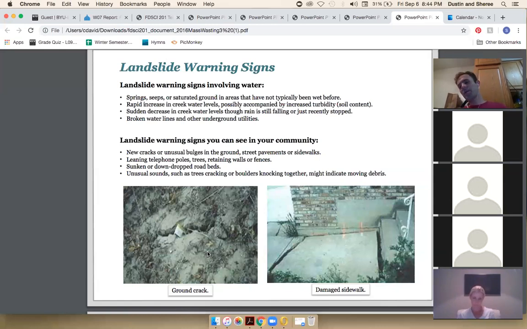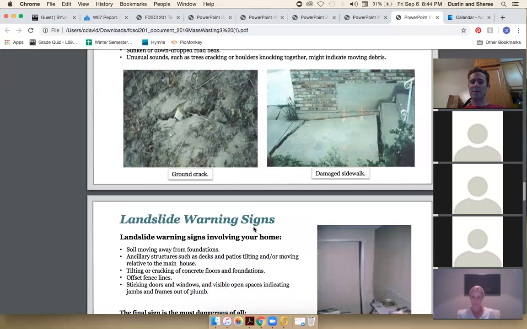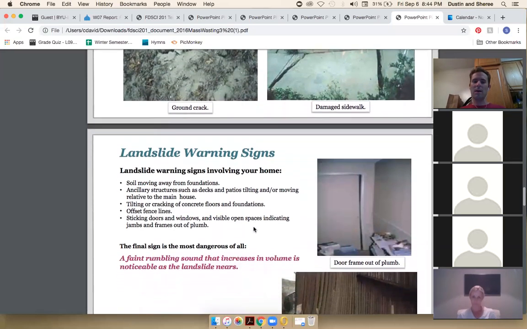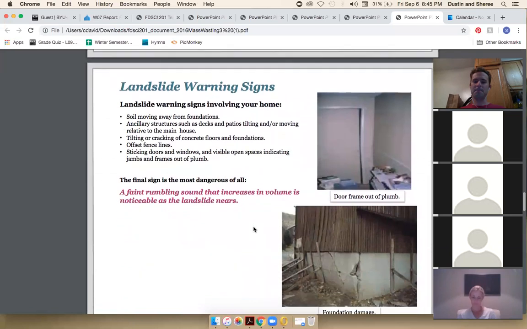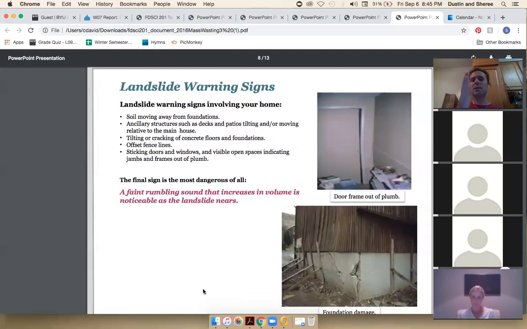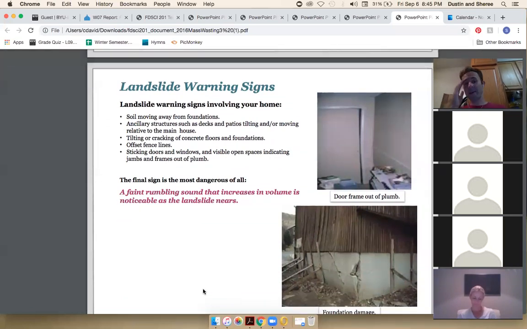You can also look for seeps, where water's kind of seeping out of the ground, or the creek levels or the river levels rapidly rising. Things of that nature can also be signs that a landslide is prone to happening. This is another one. If you see soil moving away from your home, that's a bad sign. Decks, patios, things like that starting to tilt over. That can be a sign of landslides as well.